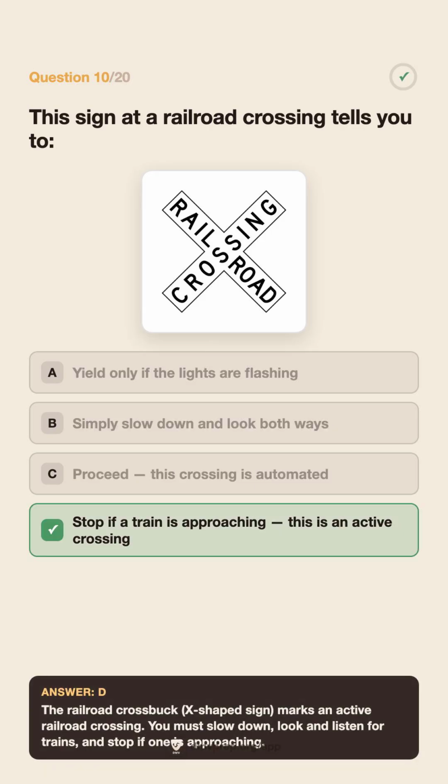The correct answer is D. The railroad crossbuck, X-shaped sign, marks an active railroad crossing. You must slow down, look and listen for trains, and stop if one is approaching.